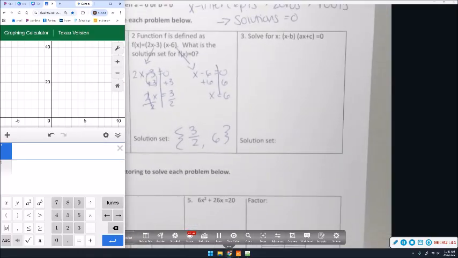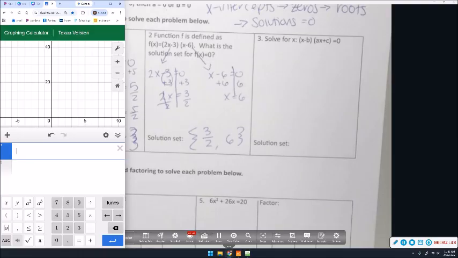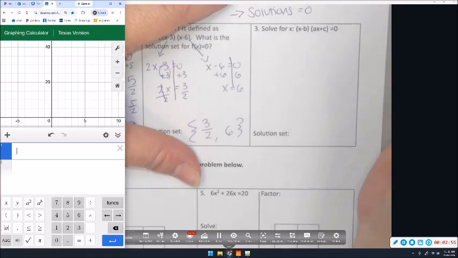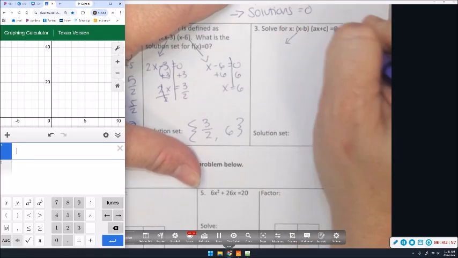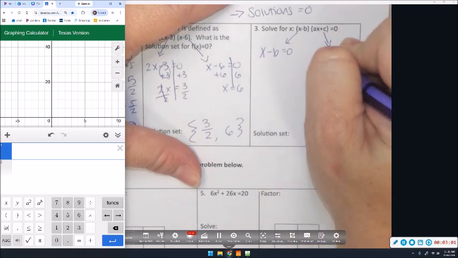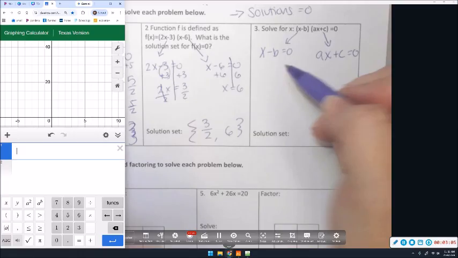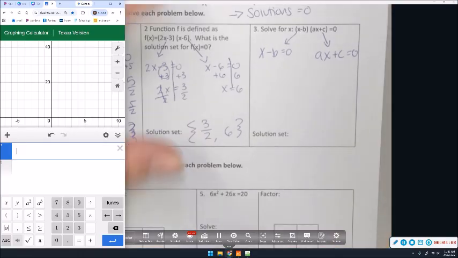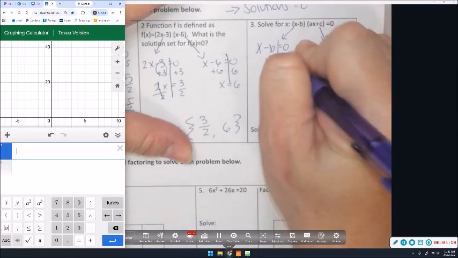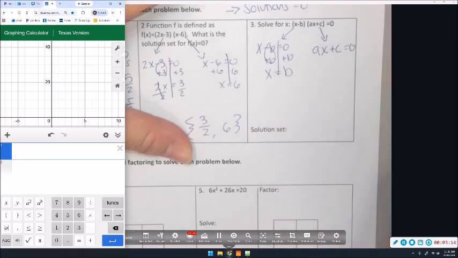What's different about number 3? Yeah, there's no numbers. Are we going to treat it any different? No, pretend they're numbers. It's letters, so we're still going to separate because we're trying to find when it's equal to 0. And then we solve. How do I get rid of a minus b? Plus b, so we add b to both sides. And we get x equals, well, 0 plus b is just b.